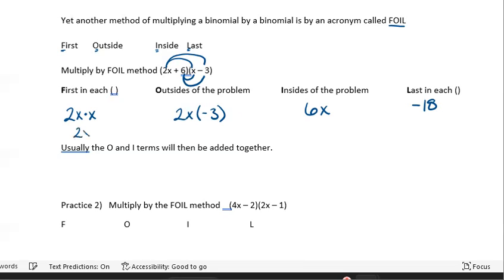So here we had 2x squared, -6x, a +6x, and a -18. When we add all of these together, the -6x and the +6x will cancel and be 0. And so we will get 2x squared minus 18 for the answer to this problem.